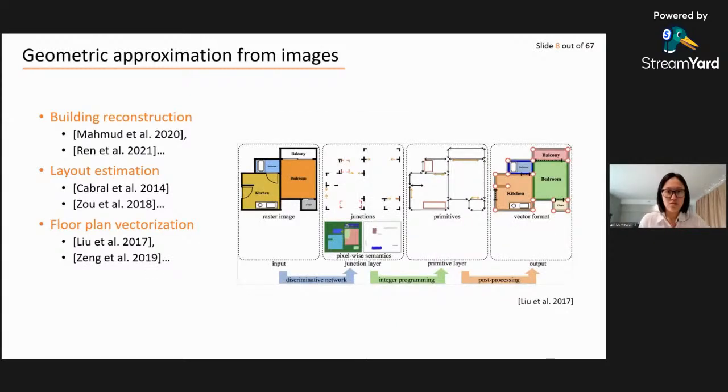Several methods also consider floor plan vectorization. The vectorized floor plan is a good representation of the layout. This line of work focuses on recognizing floor plan elements such as junctions, doors, windows, and different types of rooms. These methods are constrained to certain types of structures and are dependent on the diversity of the training set.